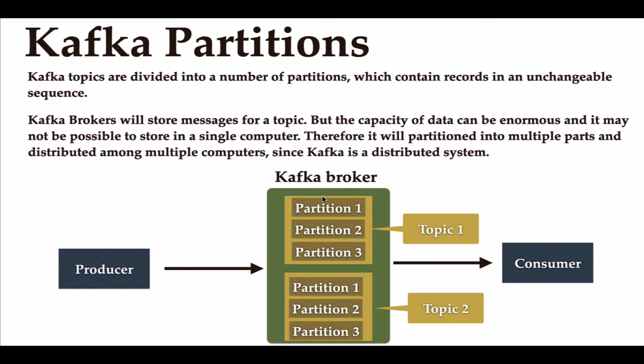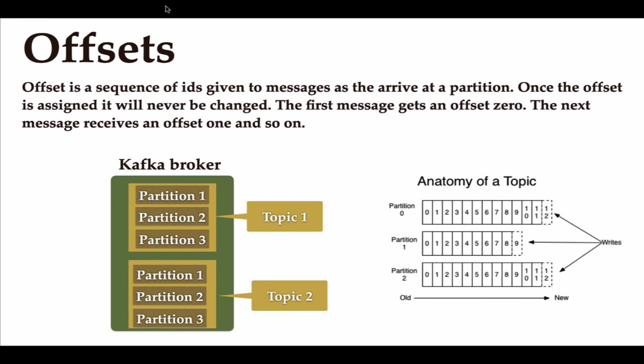Now the question is how the messages will be stored in a partition of a particular topic and how a message will be identified by an ID. That is where the offset comes into the picture. An offset is nothing but a sequence of IDs given to a message as it arrives at a partition. Once the offset is assigned, it will never be changed. The first message gets an offset 0, the next message receives an offset 1, and so on and so forth.